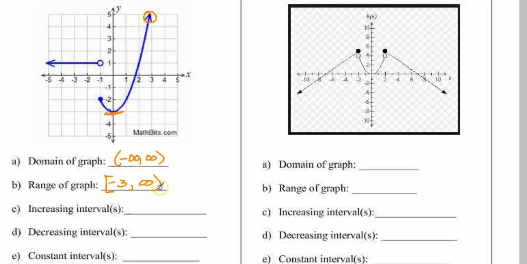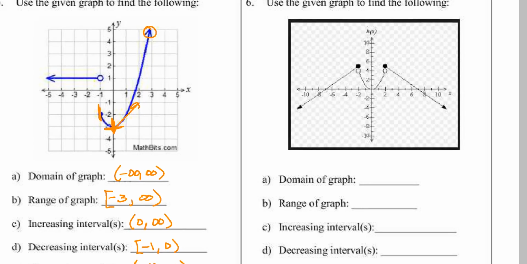So that's going to be infinity. Increasing intervals, that's where the graph appears to be going up as I move from left to right. The only place where the graph is moving up is from 0 until forever. So that's going to be 0 to infinity are my increasing interval. Decreasing intervals, well, it's decreasing from negative 1 until 0. And constant, it's constant from negative infinity until negative 1.